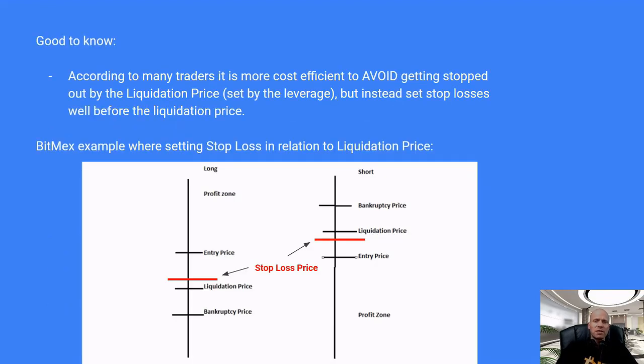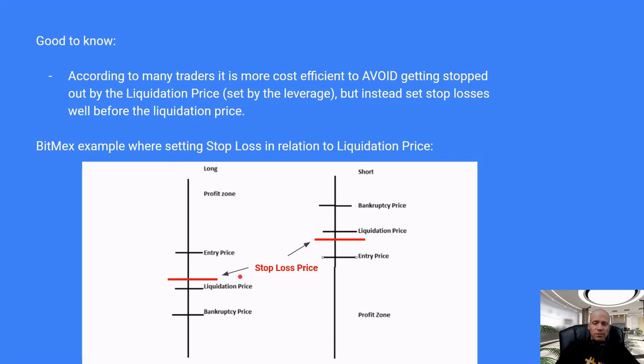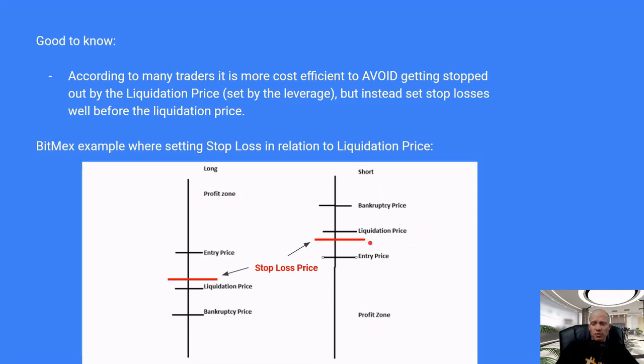Furthermore, according to many traders, it is more cost efficient to avoid getting stopped out by the liquidation price, which is set by the leverage, but instead set stop losses well before the liquidation price. And this basically looks as follows. First, in the case of a long position, you will place your stop loss under the entry price, and then when you determine the margin, you make sure that the liquidation price is under the stop loss price. In case of a short position, your stop loss will be above your entry price, and when you determine the margin, you make sure the liquidation price is above the stop loss price.